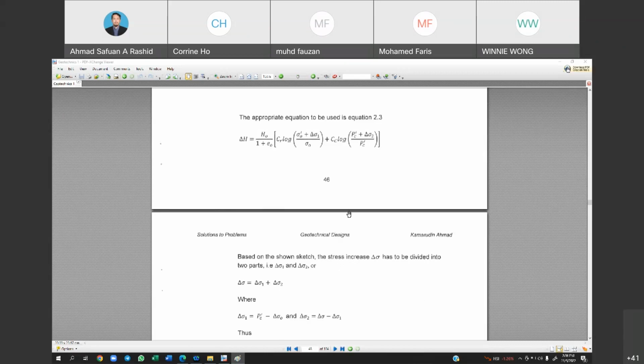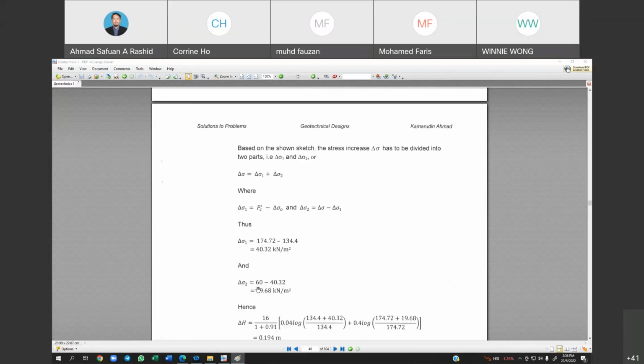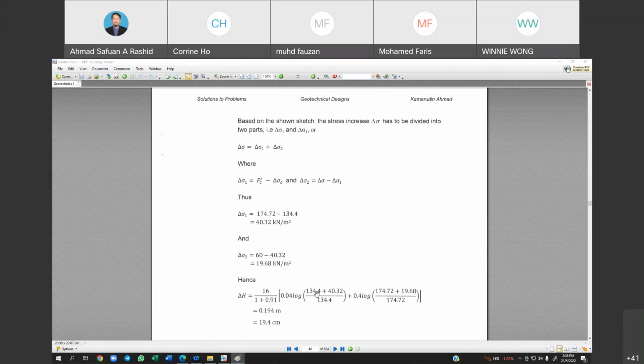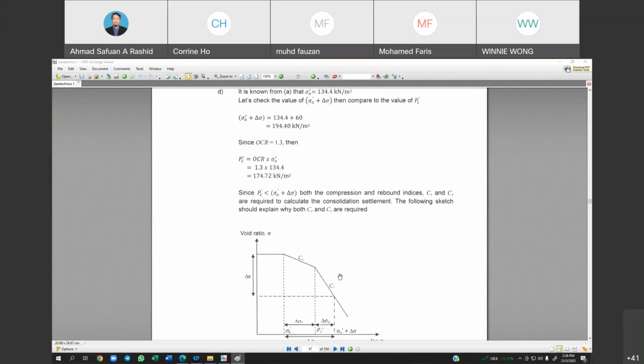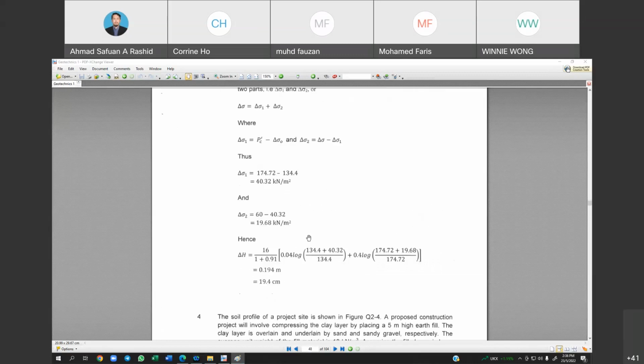So based on the shown sketch, the stress increase delta sigma has to be divided into two parts. Dr. Kamarudin still uses the concept of delta sigma 1, delta sigma 2. So let's say if you use the PC, 134 plus 40.32, it is the same, right? That's the PC. So there is no need to differentiate between sigma naught plus delta sigma 1. So 0.04, 0.4.